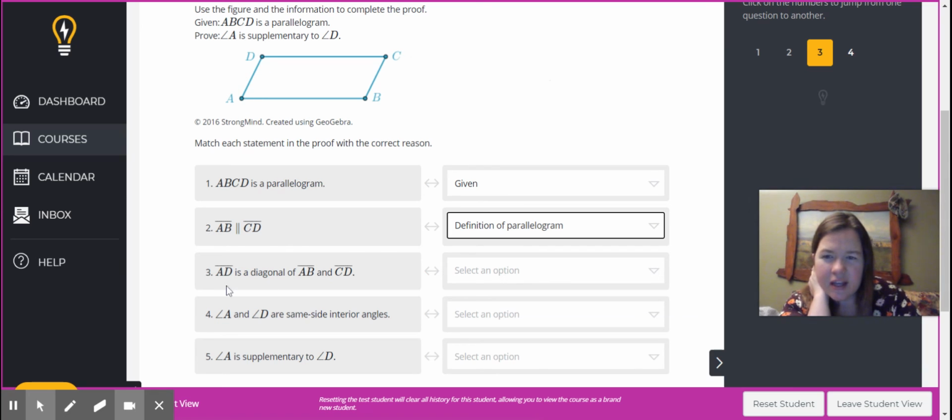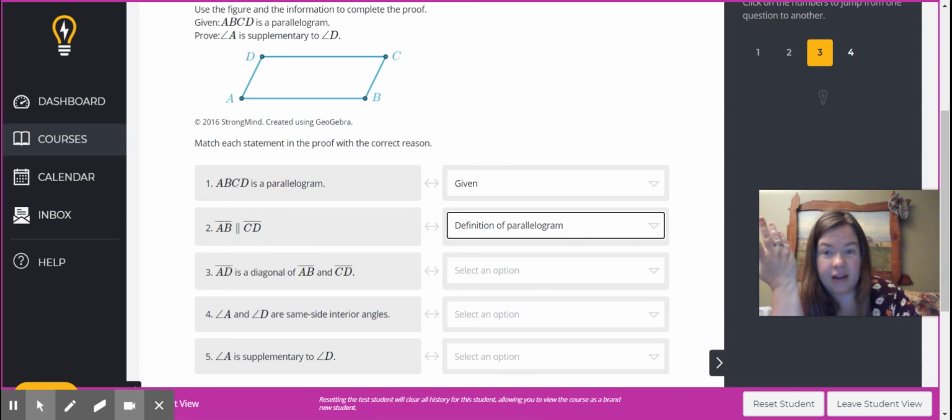So they're saying that AD is a diagonal of AB and CD. So this is why this is really important. That's false because AD is right here, and so it cannot be a diagonal. That's false. So we're going to pretend like they wrote it correctly.